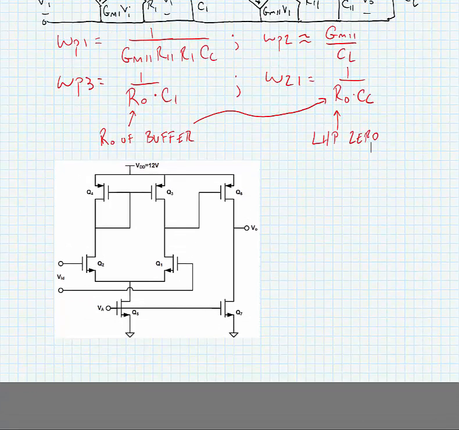If we were implementing this in a circuit, the way that we would do this would be to add our compensation capacitor. And we're also going to add a buffer. And our buffer is simply going to be a common drain amplifier that goes from the output and connects to the capacitor, which then ties back to the internal node.